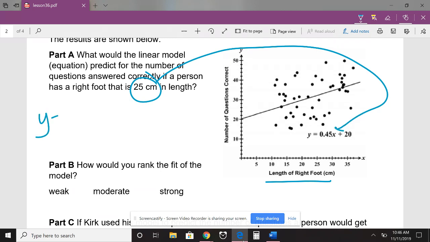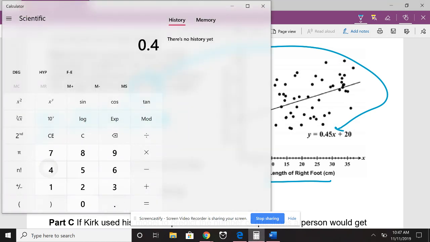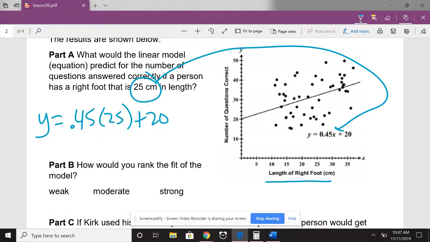So we have y equals 45 times 25 plus 20. And I do that in my calculator. 3125. So about 31 questions correct.